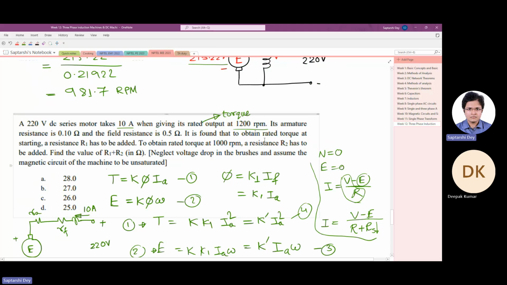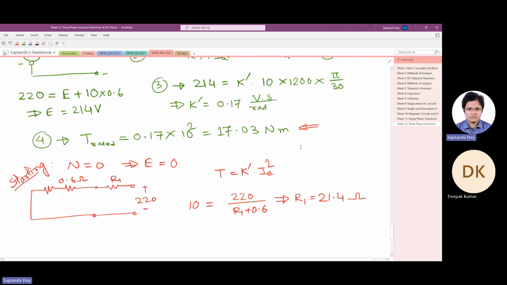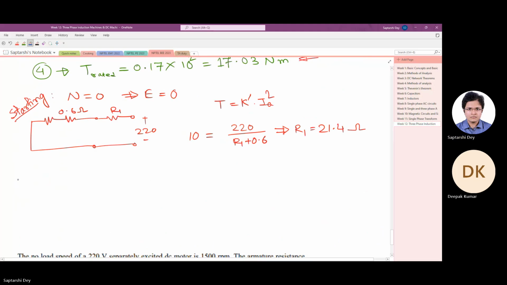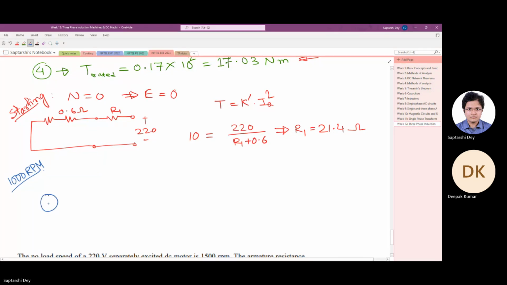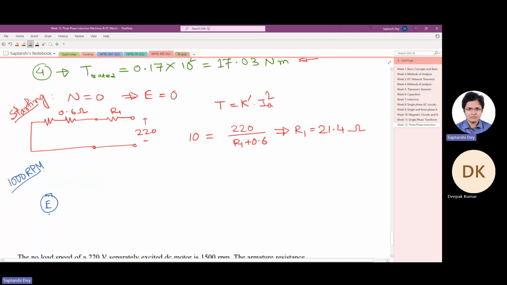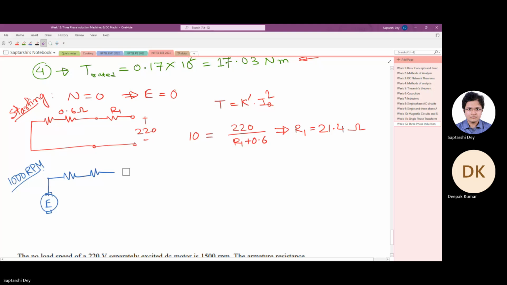And again, to obtain rated torque at 1000 rpm, a resistance R2 has to be added. So what happens at 1000 rpm? Now there is back EMF, right? Now there is back EMF. Now, can you realize why we have to connect a resistance in order to get the rated torque at 1000 rpm? You see, we were getting a rated torque at 1200 rpm. Now we want it at 1000 rpm.